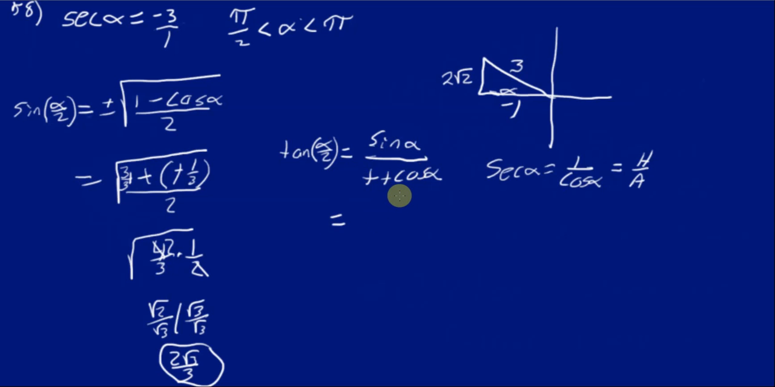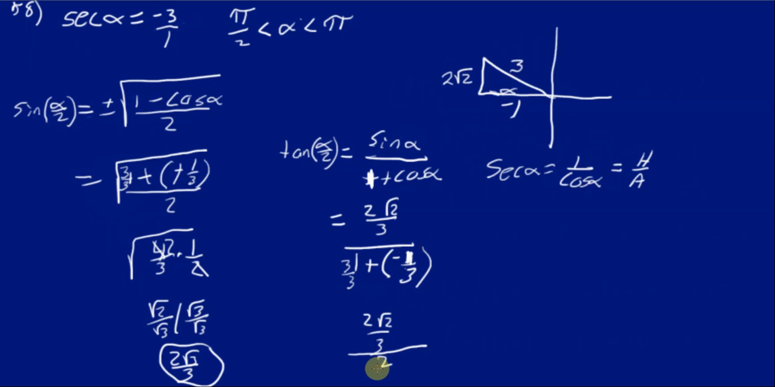All right, so the sine of alpha is going to be 2√2 over 3. And that's going to be divided by 1 plus the cosine of alpha. And the cosine of alpha we already found out to be -1/3. Now we're going to add the denominator, and that's going to be a 3 over 3. So I have 2√2 over 3, and divided by 3 minus 1, so that's going to be 2 over 3.